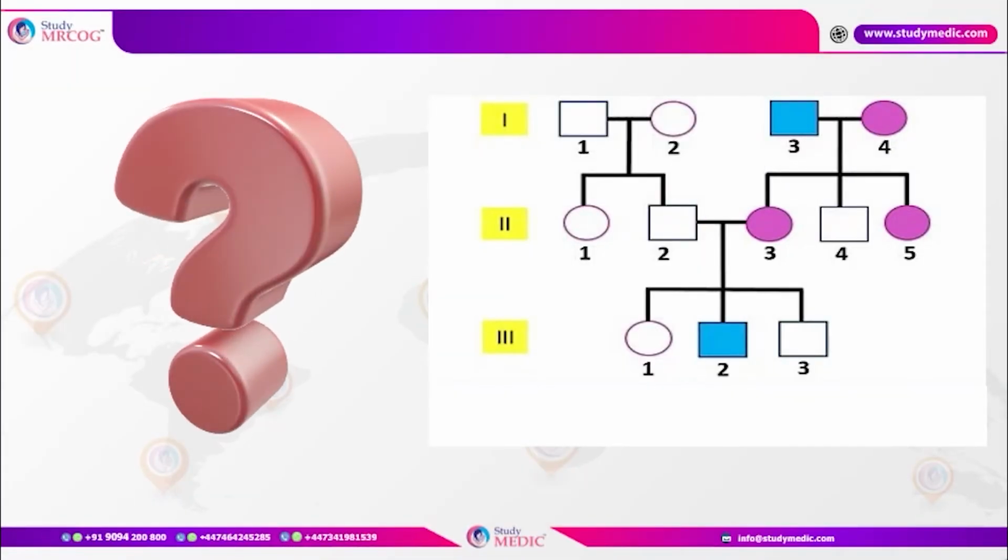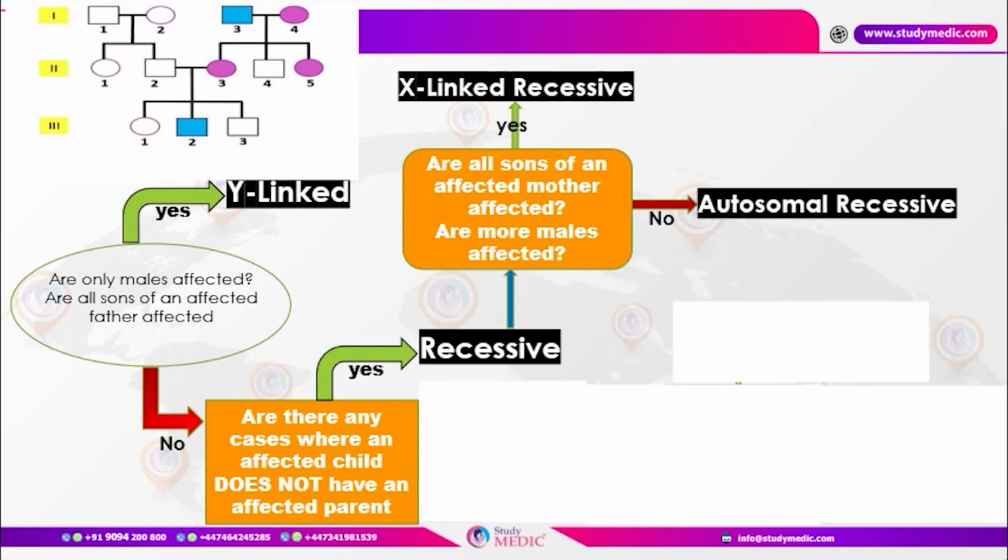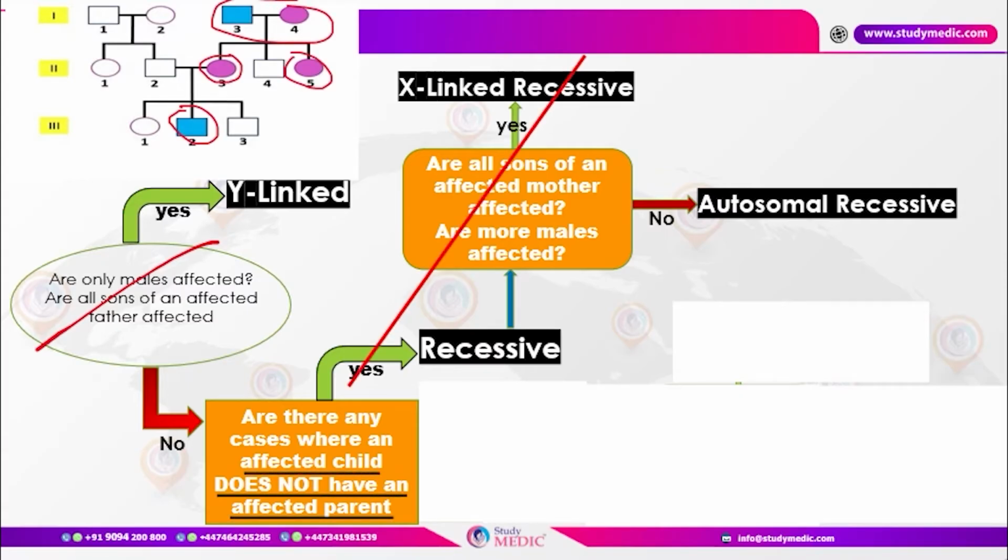Now let us have a look at another pedigree chart. And what do we see here? So it is clear that the first question is a negative. Now we need to know whether there are any cases where an affected child does not have an affected parent. So as we can see here, all the affected children have an affected parent. So we are not dealing with a recessive condition and we can move towards a dominant condition.